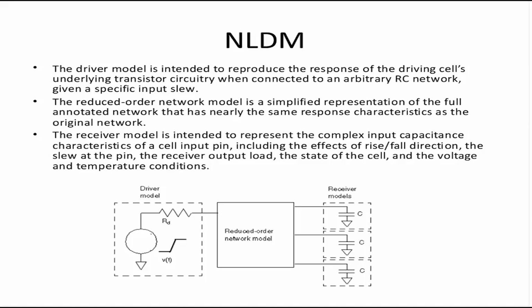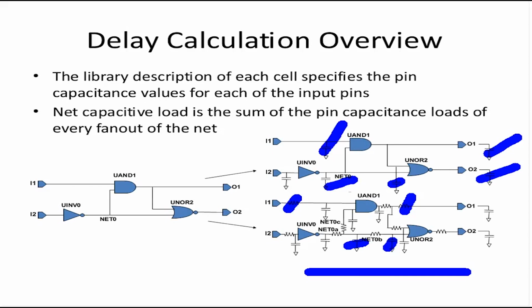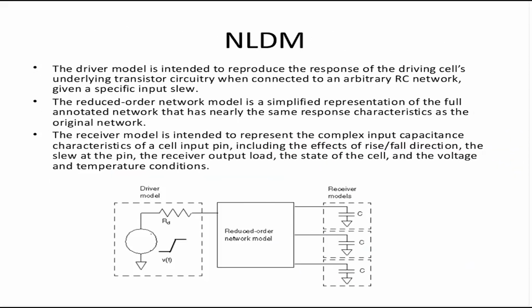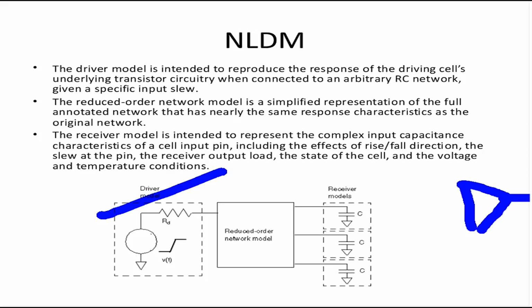So we'll talk a bit about NLDM. In the case of NLDM, for any circuit, PrimeTime will divide it into three parts. Let's say I have a buffer driving a buffer. This buffer is the driver, and it will be represented by a driver model. The interconnect in between will be represented by a reduced order network model, and the load buffer will be represented as a receiver model.